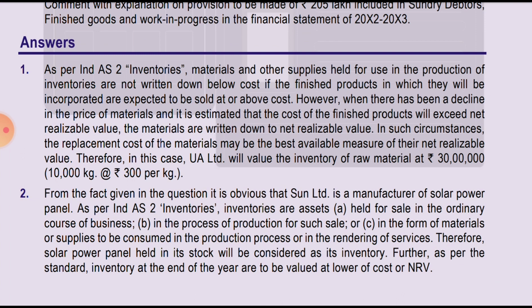In such circumstances, the replacement cost of the material may be the best available measure of the net realizable value. Therefore, in such cases, UA Limited will value the inventory of raw material at 3 lakh rupees, that is 1000 kg into 300 per kg.